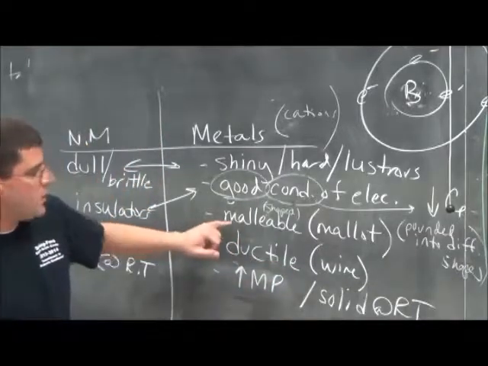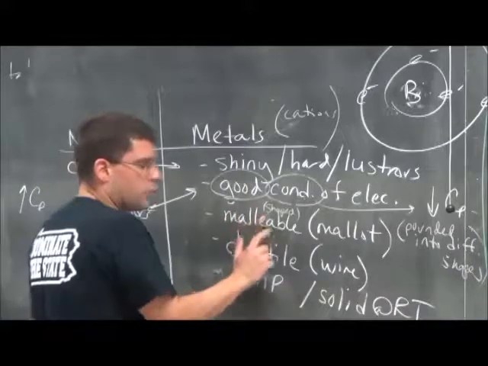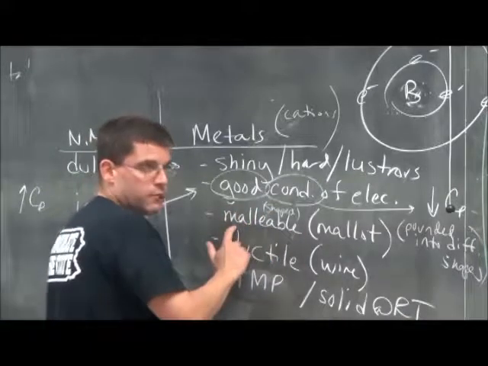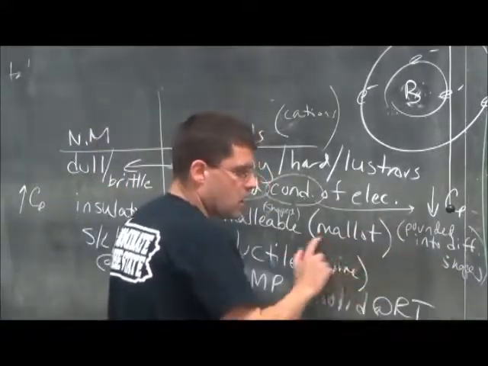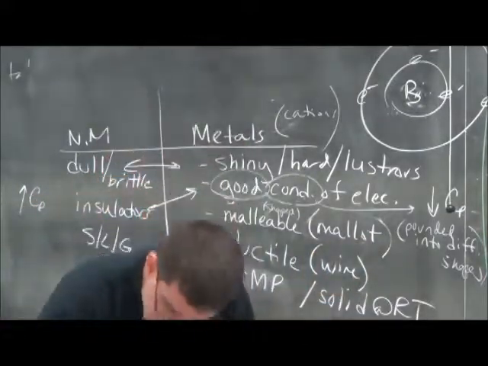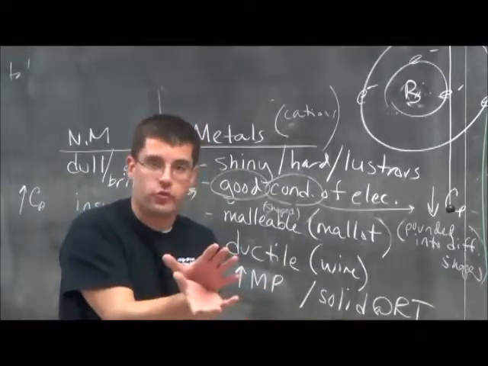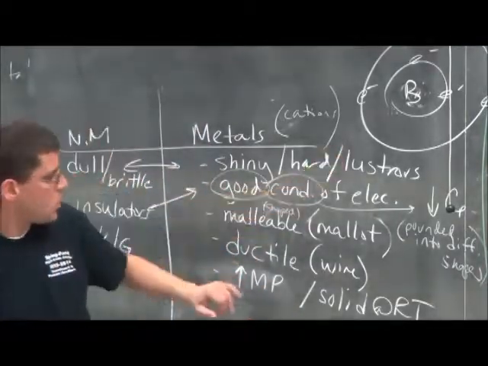Oh, I'm sorry, I skipped malleable. Malleable. Ever hear of a hammer named like a mallet? Well, metals can be shaped. Malleable means shaped into different shapes, pounded into different shapes. I always associate mallet. Picture me with a mallet, bam, bam, bam, pounding metal into a different shape. It can be easily shaped. Some metals are softer than others, but overall they are pretty hard.